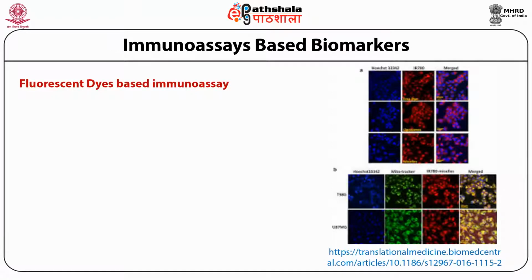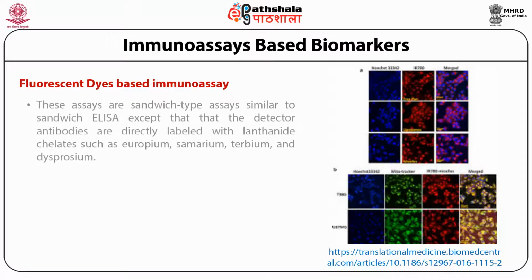Fluorescent dye based immunoassay. As the name indicates, these assays are based on tagging with the fluorescent dye. So these assays are sandwich type assays which are similar to sandwich ELISA. The only difference is how to detect it. Here the antibodies are coated with fluorescent dyes such as lanthanide chelates, europium, samarium, terbium, dysprosium. So these fluorescent dyes can be detected after proper washing.